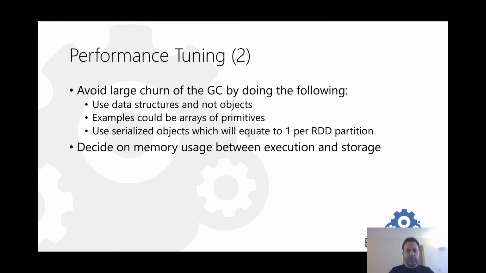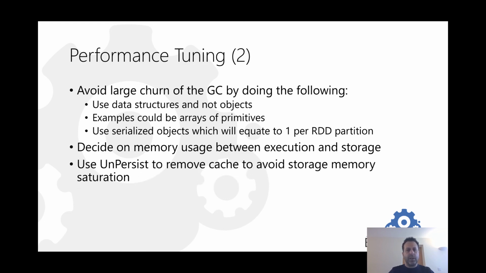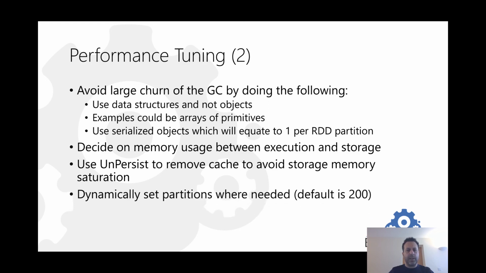You've got execution memory and storage memory, and you need to mediate between these. Execution memory is the heap objects that Spark needs to create. Storage memory is the cache that you save. Use the unpersist keyword where you can to remove cache, because otherwise you end up with storage memory saturation and you can run out of memory.